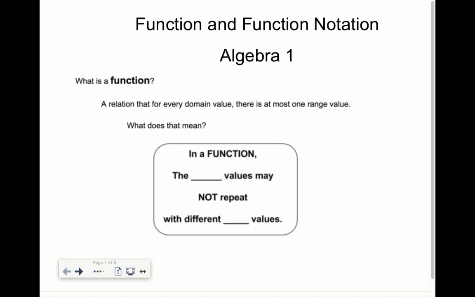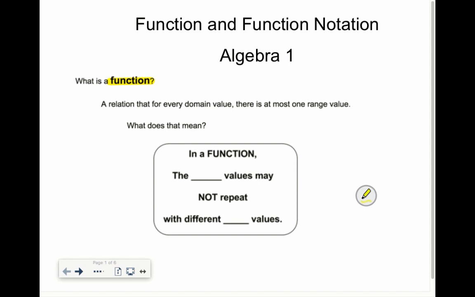We're moving into function and function notation, and then we'll also look at domain and range. Domain and range will be a different video. Let's start with defining what a function is and then looking at function notation. You may have heard what a function is before, so this might be a review. We're going to look at different situations to be able to determine if we have a function or not.